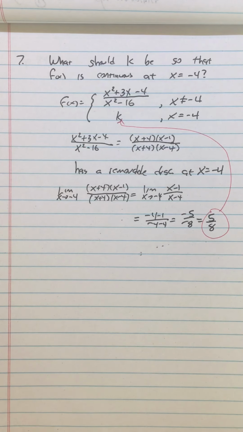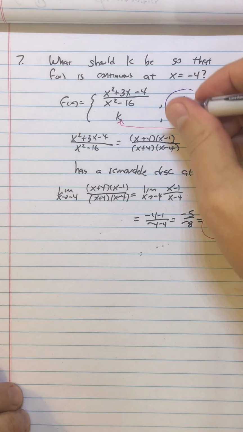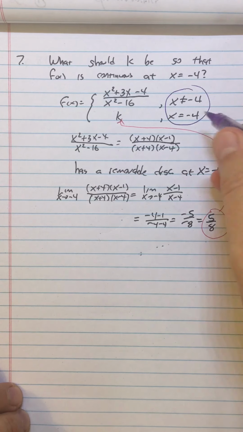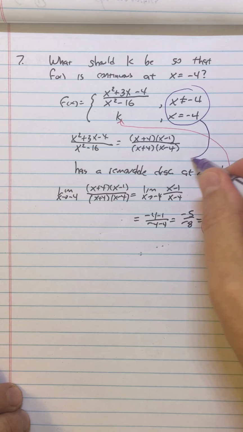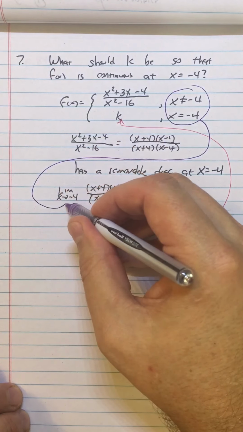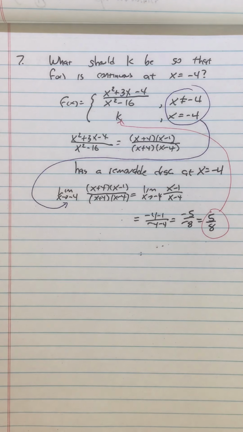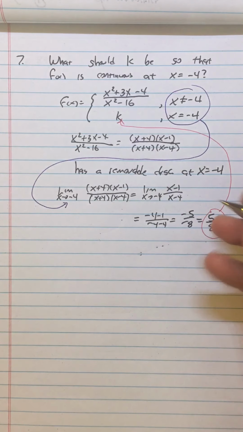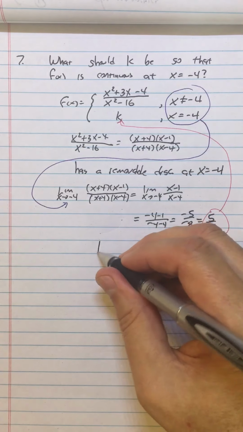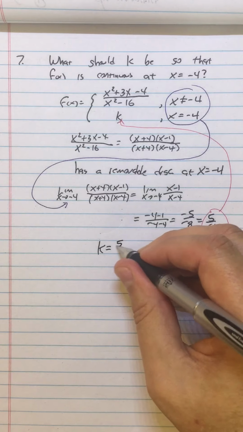And this breakpoint, where in the domain this domain separation is, is our limit point, -4. So that's why we're looking at the limit as x approaches -4. We find it's 5/8. That's what the k should be. So the answer to the question, what value should k be? K should be equal to 5/8.